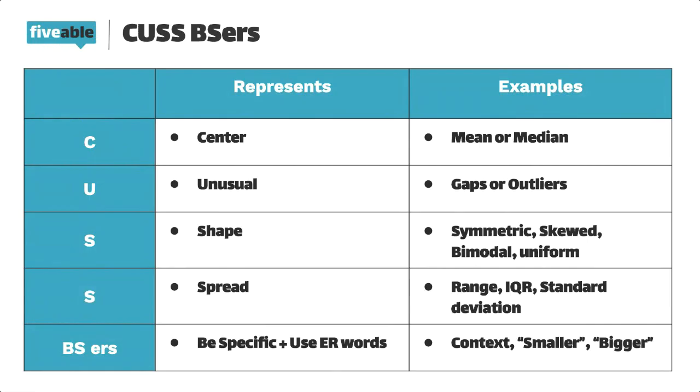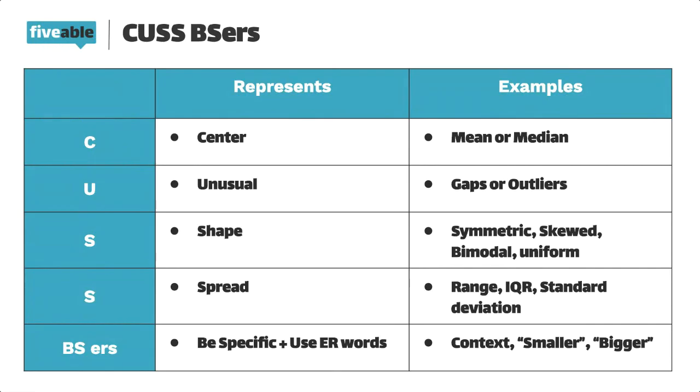The BS part, the BS, you always need to be specific. So write about the context. What is the problem talking about? What is it representing? U.S. women's soccer team goals by game in the 2004 Olympics. That's context. You want to bring that in one time when you're writing your responses on the AP exam.